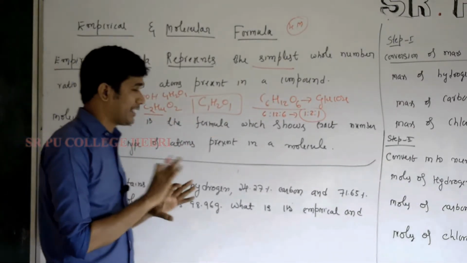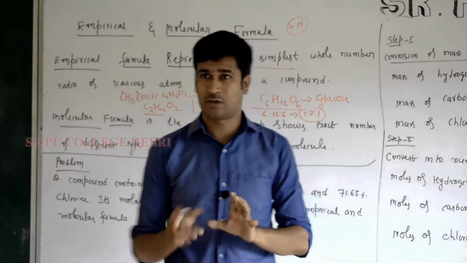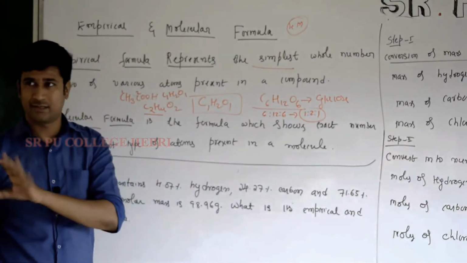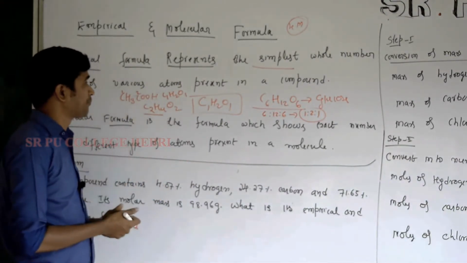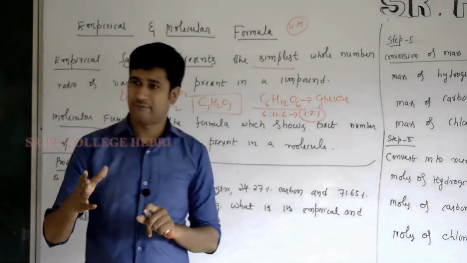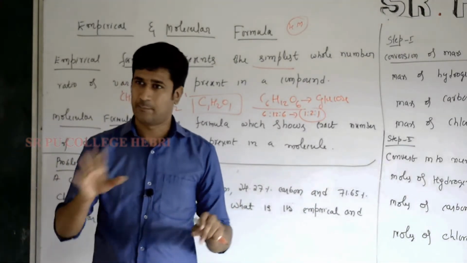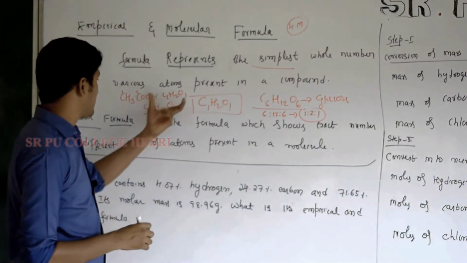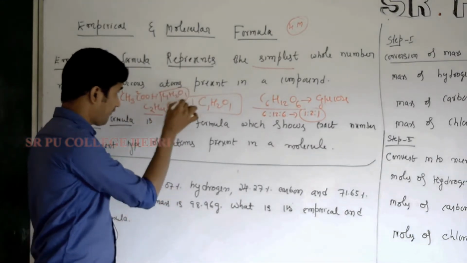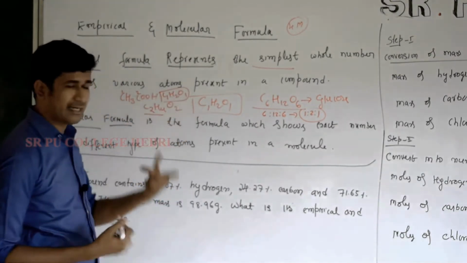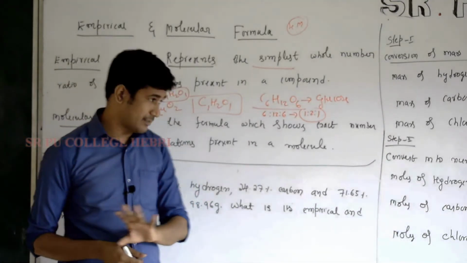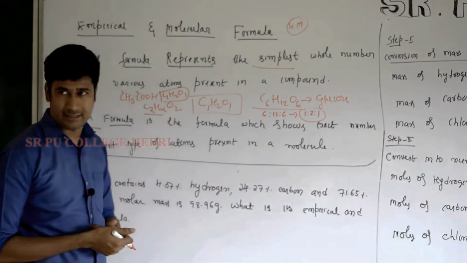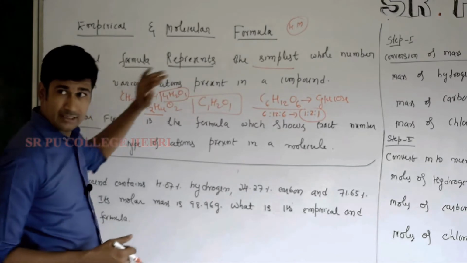So empirical formula does not differentiate between the molecules. It's not going to differentiate. You cannot say that, looking at the empirical formula, this molecule is this one. But molecular formula definitely differentiates the molecules or the compounds given to you. The empirical formula of glucose and acetic acid is the same, but that doesn't mean that they are the same molecules. You have to find the exact number of atoms present in the molecule. Understood? This is about the empirical formula.